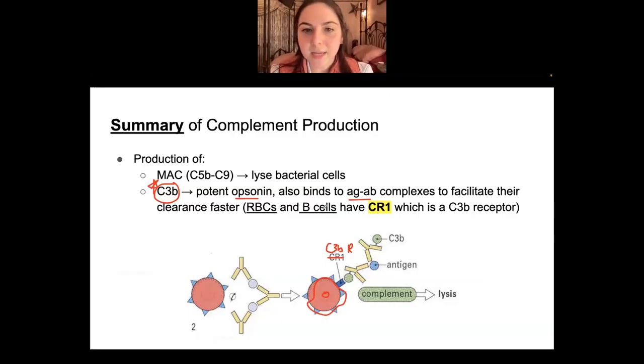So red cells and B cells specifically have what's called CR1. I highlighted this because Dr. Demarest wanted me to. I don't think you need to know this receptor name, but it's good to know that red blood cells and B cells have a C3b receptor, as well as a lot of those phagocytic cells, like macrophages especially, because then they can go to the spleen, right? And then they can get picked off, and then you can remove them. Okay, so yes, C3b is an opsonin, but it's also going to bind to those antigen antibody complexes to help facilitate their removal.